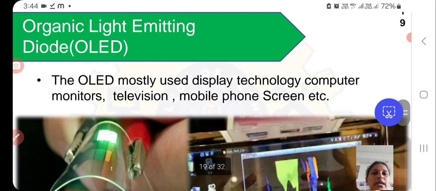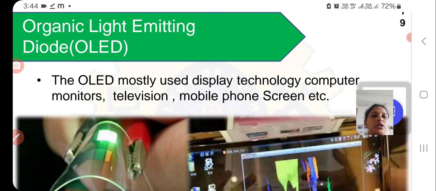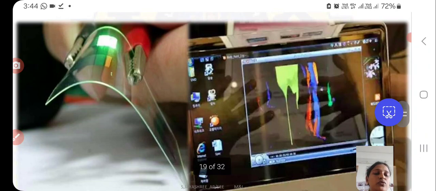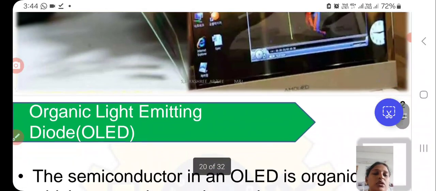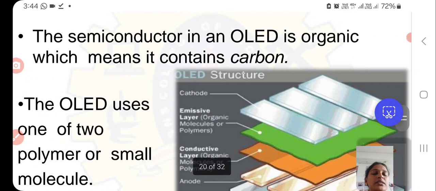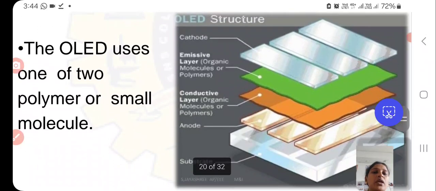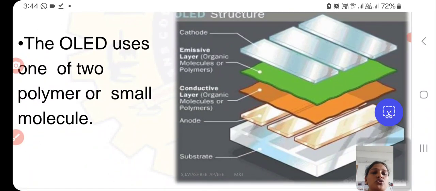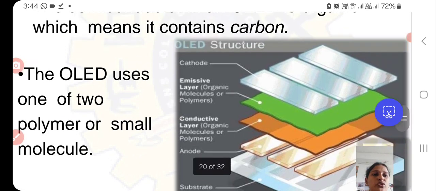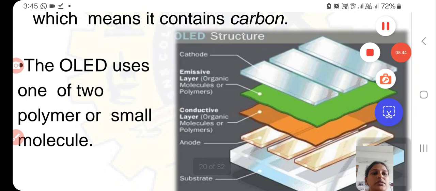Next we'll see organic light emitting diodes, which are OLEDs. OLEDs are most commonly used in display technologies such as computer monitors, televisions, mobile phone screens, etc. We are seeing a few pictures of the applications of OLEDs. In all these screens we could use OLEDs. An OLED is a semiconductor which contains carbon, which is organic. OLEDs use one or two polymers or small molecules. This is the structure of OLEDs.